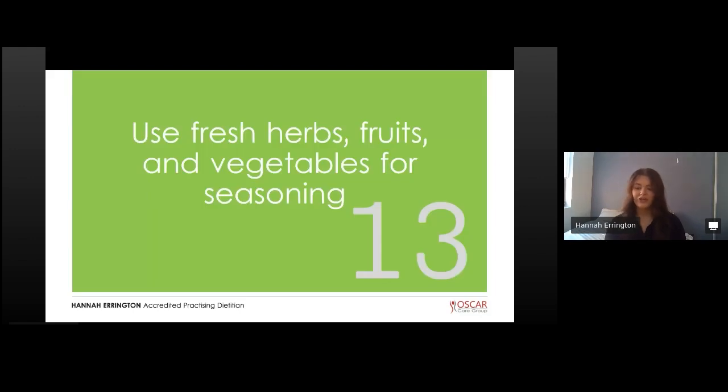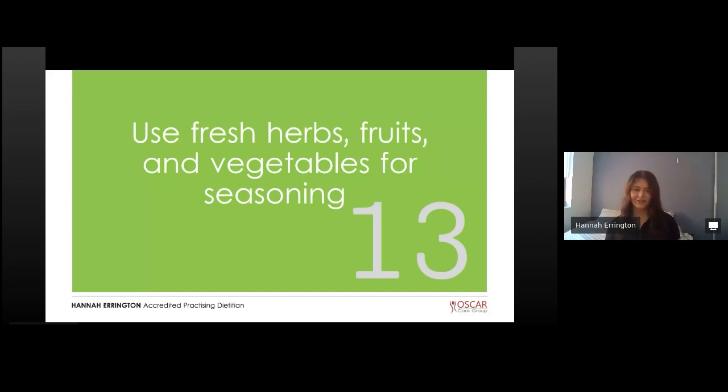And then using fresh herbs, fruits, and vegetables for seasoning. This helps add extra nutrients and also reduces the amount of salt. And that can contribute to people feeling bloated and sluggish after their meals. If you've had a lot of salt, you tend to retain a lot of water after that. So reducing that salt can help lessen the water that you retain and help with that sort of sluggish feeling that you can get after eating.